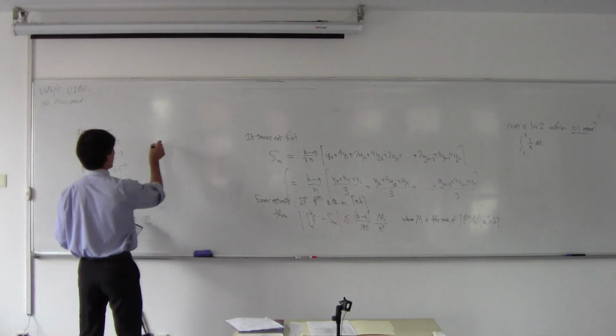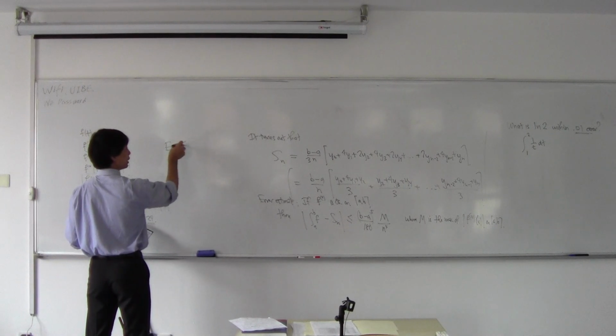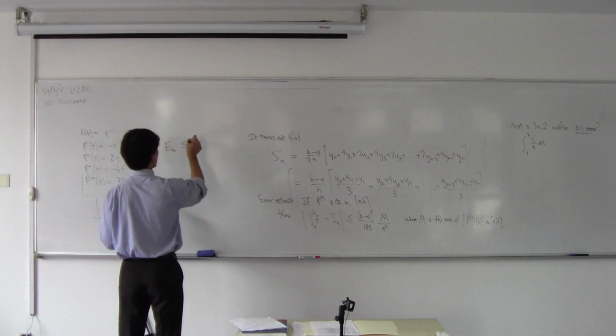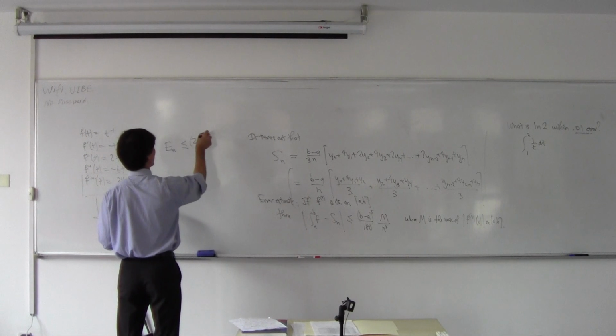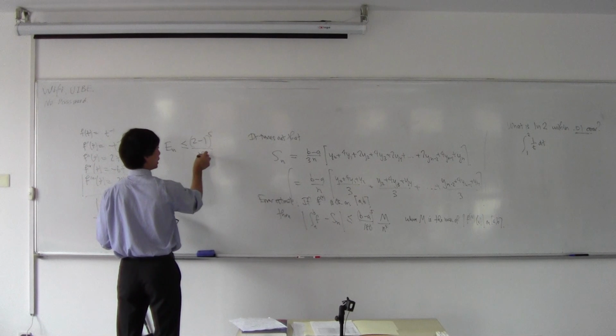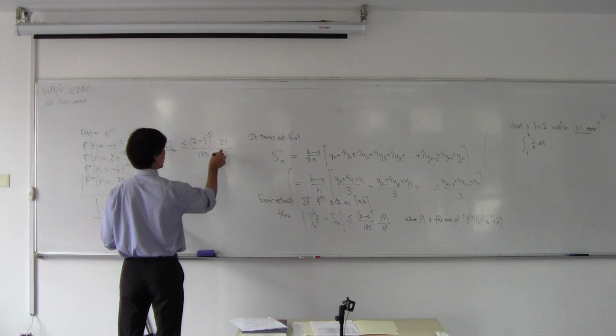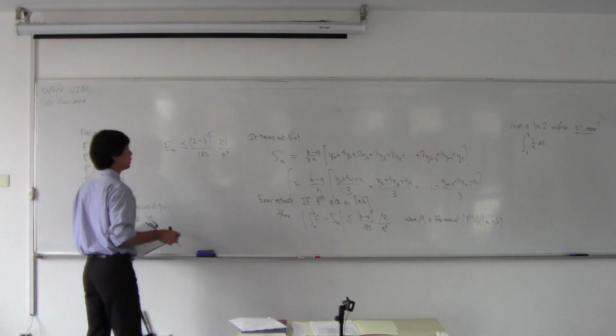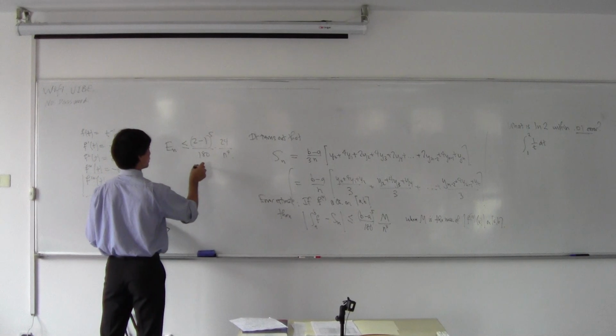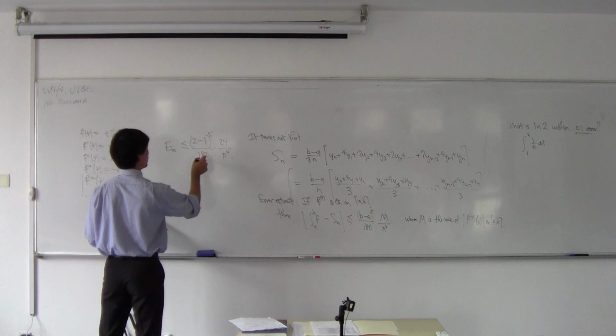And so what do I know? My error then is controlled by b minus a to the 5th over 180 times 24 over n to the 4th. So 4 over 30, let's say 2 over 15.